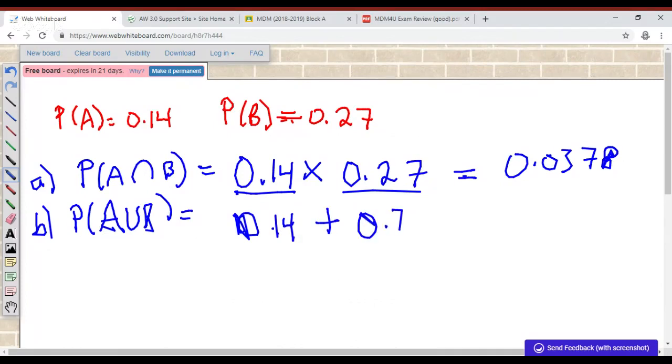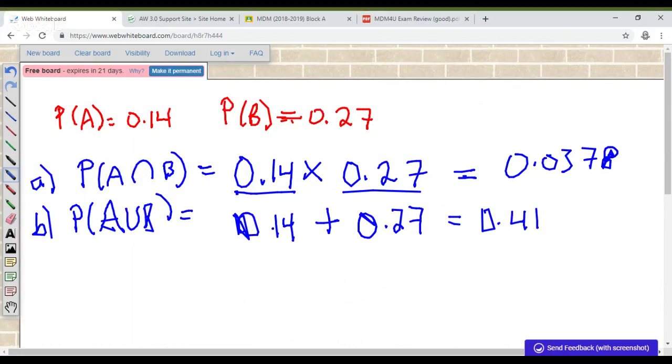So again, that's really the key difference between when am I multiplying and when am I adding? I'm adding because I want this one or this one, whereas here I want this one and then this one. So because they're mutually exclusive, I'm going to add them together. So that's 0.41.